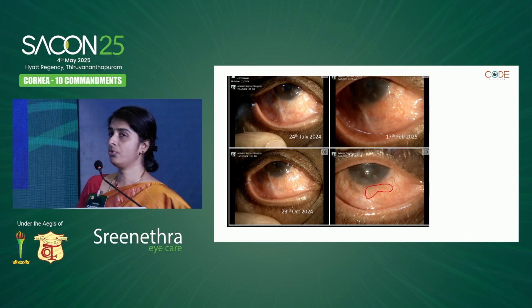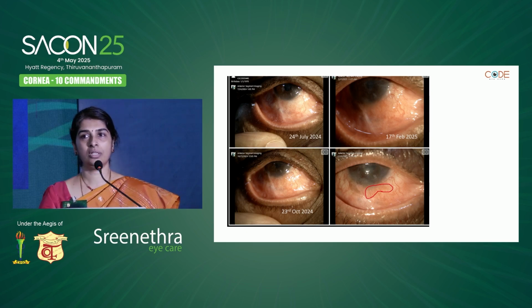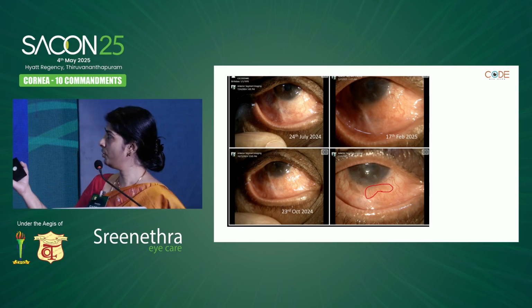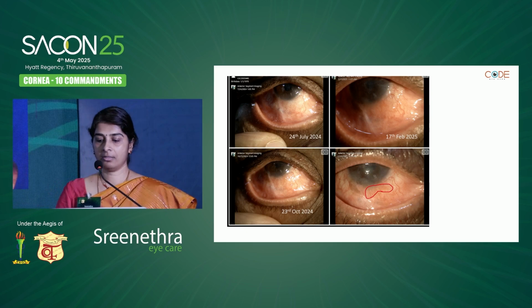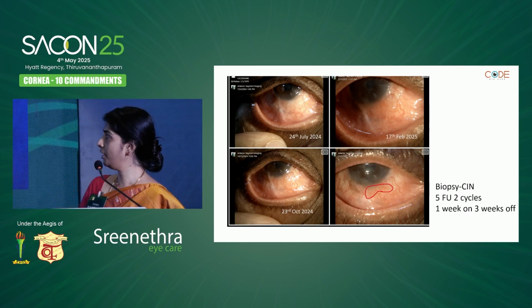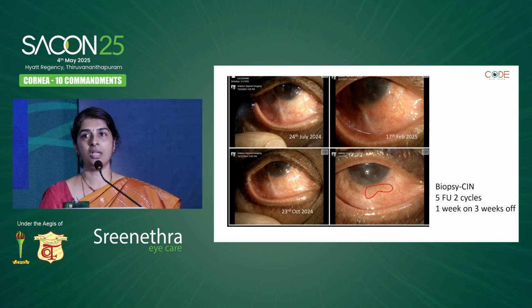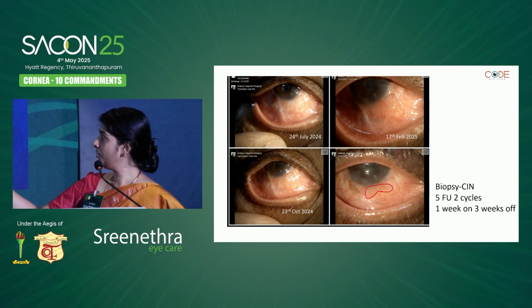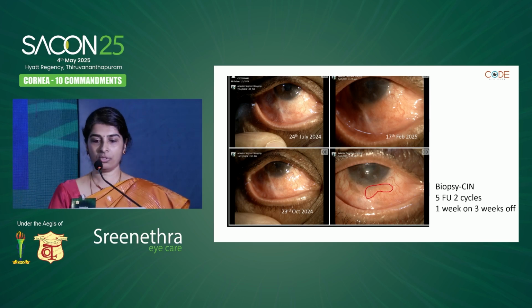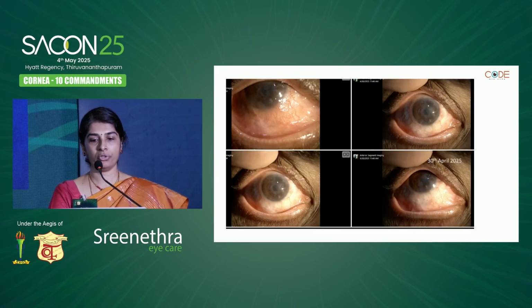We initially thought it was just inflammatory and saw whether he responded to topical steroids, which it did not. And on doing a biopsy, there was evidence of conjunctival intraepithelial neoplasia localized to that particular area, which is why we now decided to go ahead with 2 cycles of 5-fluorouracil, 1 week on, 3 weeks off.